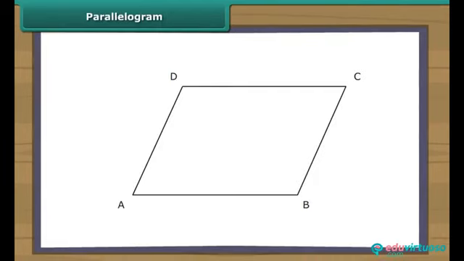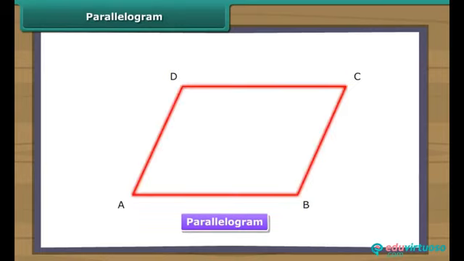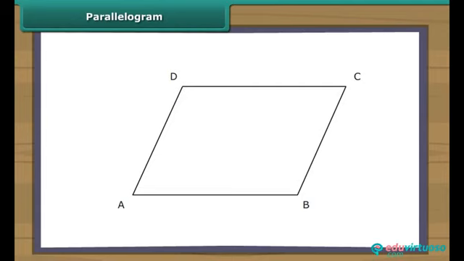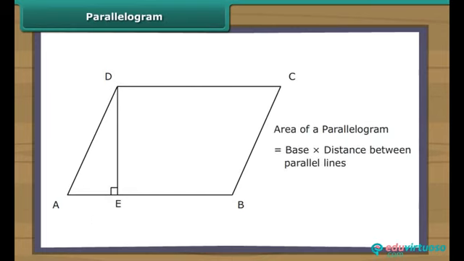Parallelogram. Students, see the following figure. Can you name the figure? It is a parallelogram. A parallelogram is a four-sided closed figure having opposite sides parallel to each other. Can we find the area of this figure? Yes, by using the formula for the area of a parallelogram. For this you require the measures of the base and the distance between corresponding parallel sides. Area of a parallelogram is the product of its base and the distance between the parallel sides, that is, the height of the parallelogram.